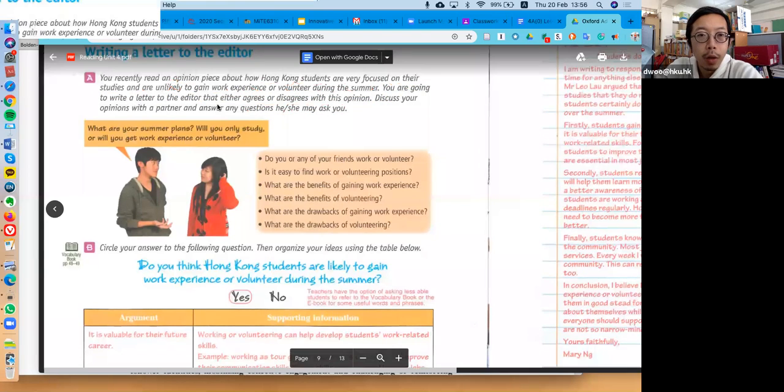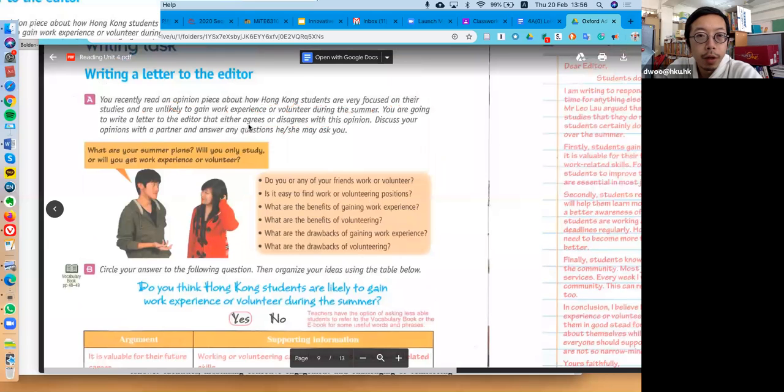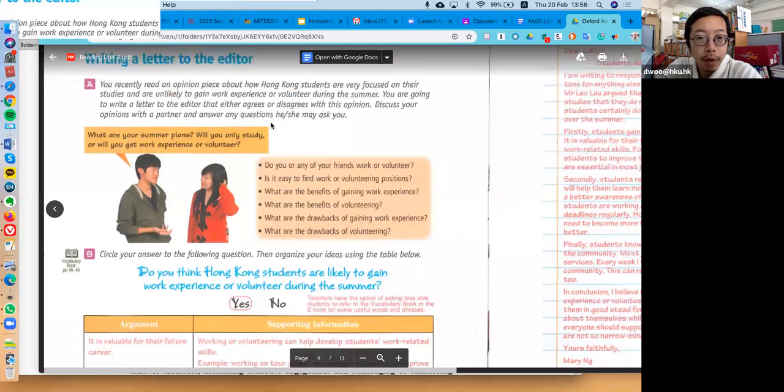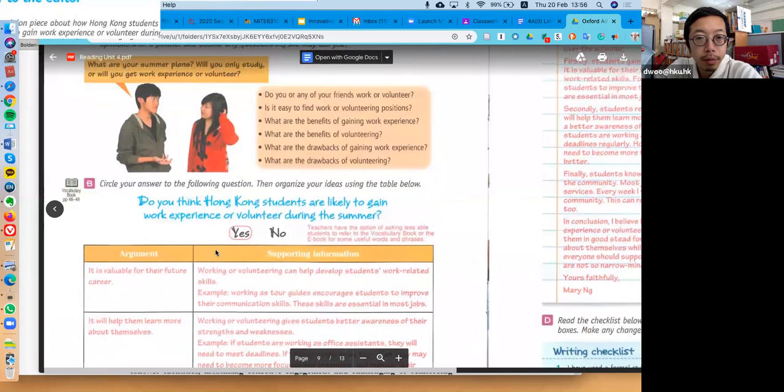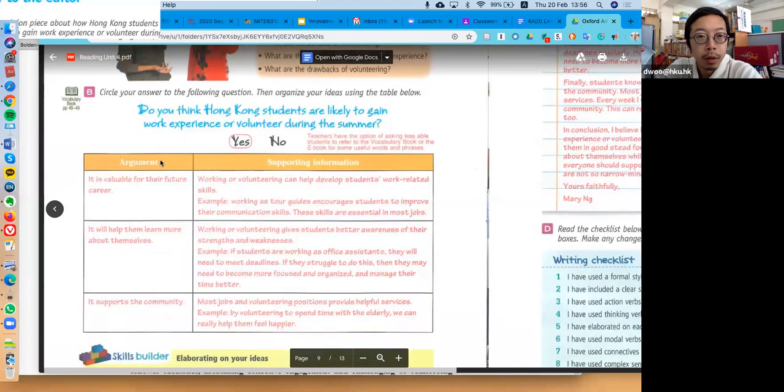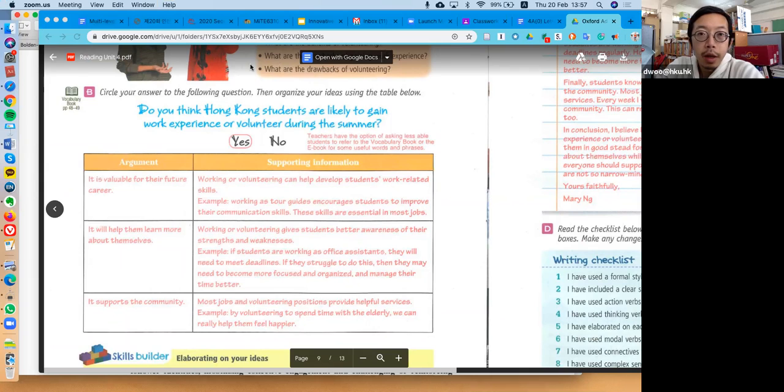Okay, so first, we have the opinion. 2, we know if we agree or disagree. And then 3, we have to develop arguments or reasons. And we have to describe them. So I'll say it again. Now that we agree or disagree, we have to support our agreement or disagreement by having 3 arguments or reasons. And then we have to describe our reasons or explain our reasons. Okay.